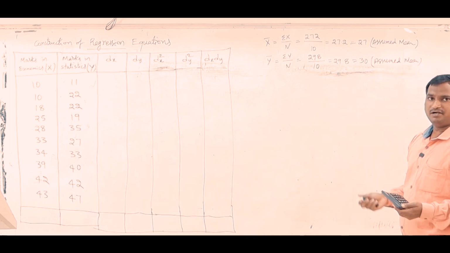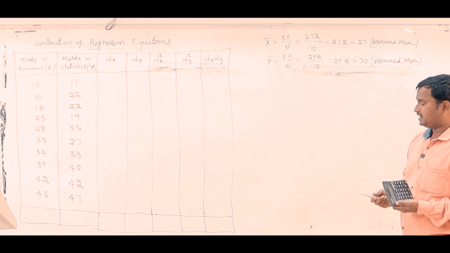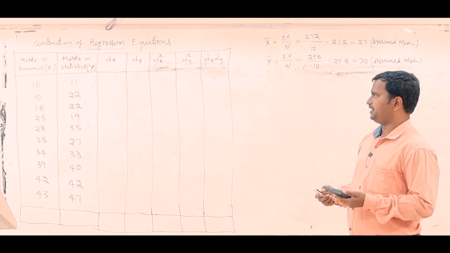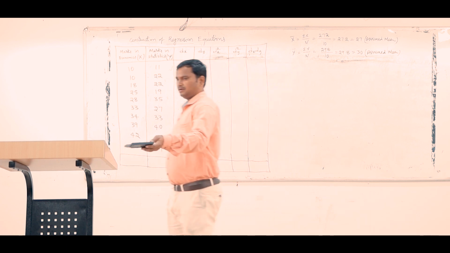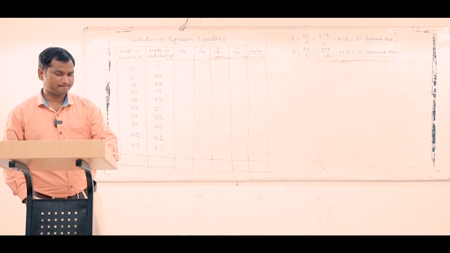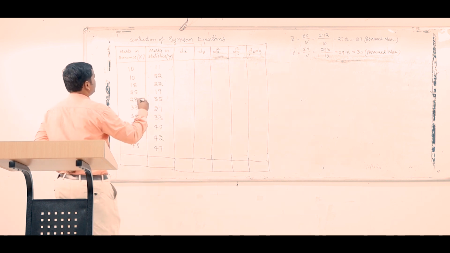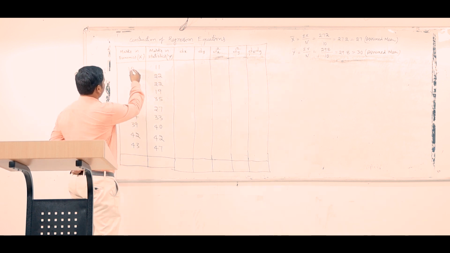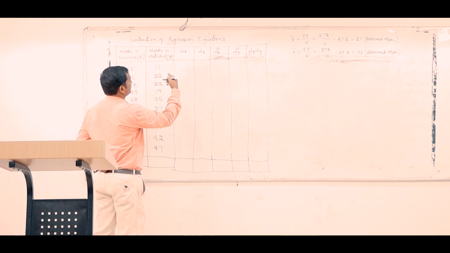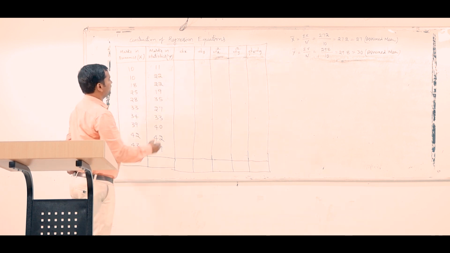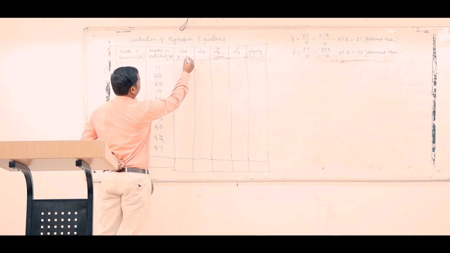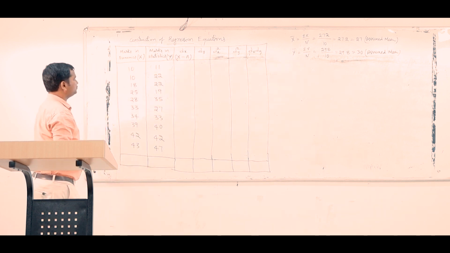Now we should find out the regression equations as per the assumed mean method. In the assumed mean method, these are the other columns we should find out. First we should find out dx. dx means the deviations from the assumed mean. Here x values are there. How these x values deviate from the assumed value, that we should find out. Each x value should be deducted from the assumed mean value.